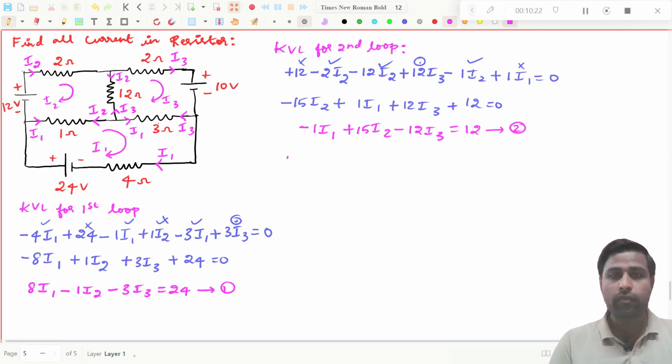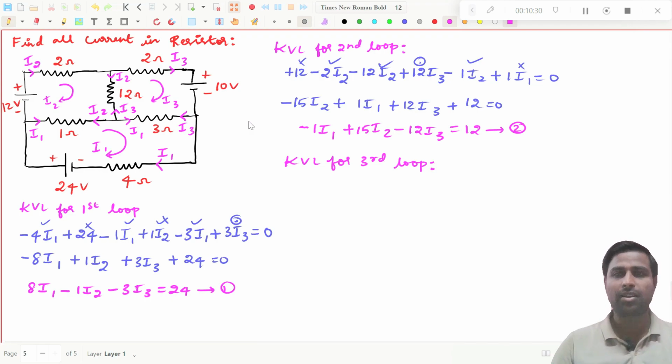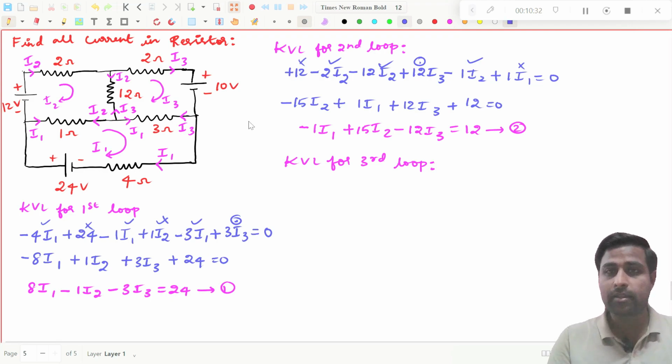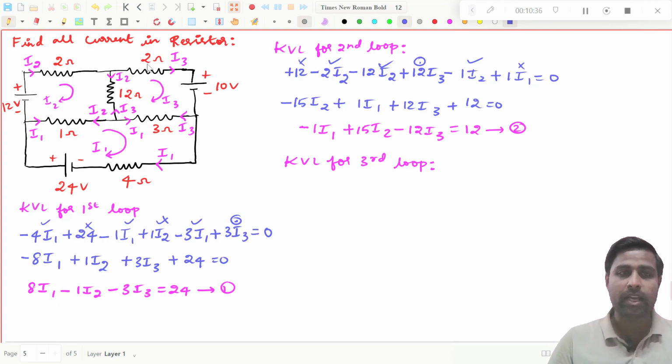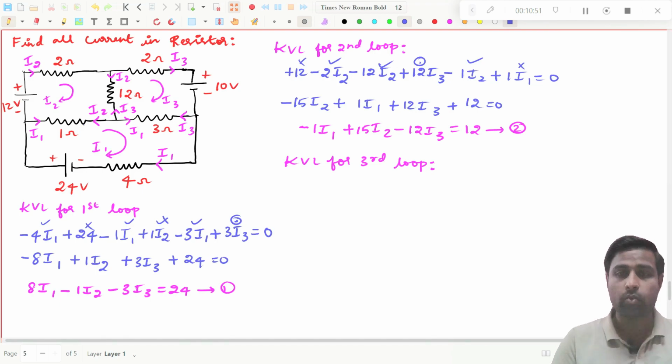And I will go for KVL for the third loop. This time I will go a little bit faster since we have to manage time. I will start at this point and come this way and end here. I'm going in this way because my I3 is in this direction, so clockwise. If you see I3, I'm going in the same direction. What I have to do?